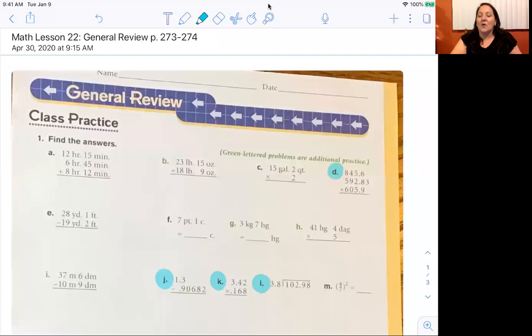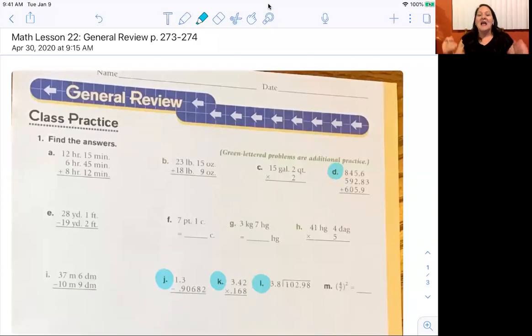Okay, guys, so let's go to page 273. And while you get that in a pencil, I'm going to go ahead and share it with you. There we go. So the ones in blue obviously are going to be your homework. I'll go over that at the end of the lesson.